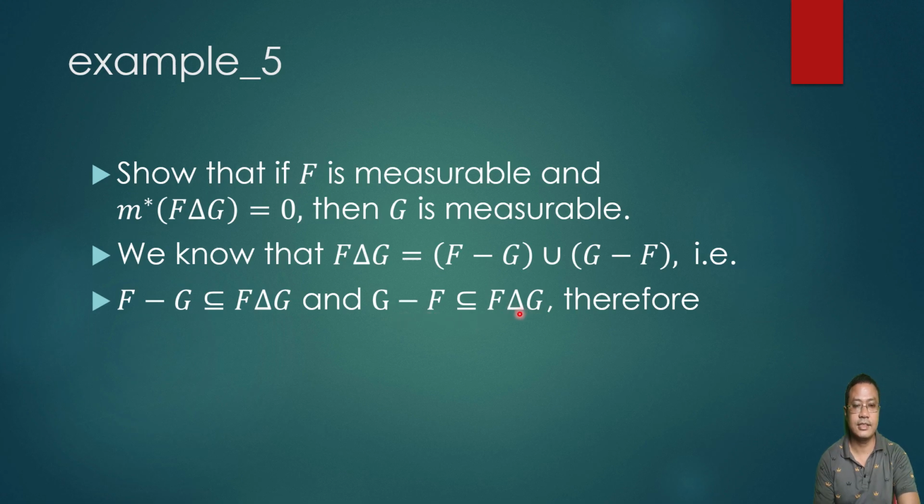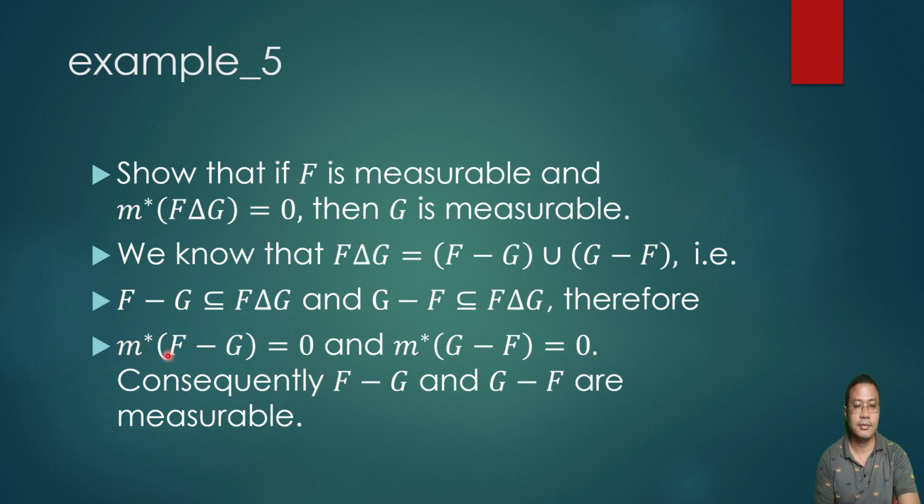Therefore, what do you get? Outer measure of F difference G is equal to 0. All right, because outer measure of F symmetric difference G is 0 and outer measure of this one will be less than or equal to 0, but it cannot be negative. Therefore, it should be 0. And similarly, outer measure of G difference F is also 0. So consequently, since outer measure of F difference G is 0, F difference G is measurable. Similarly, G difference F is also measurable. So this set is measurable, this set is also measurable. All right.